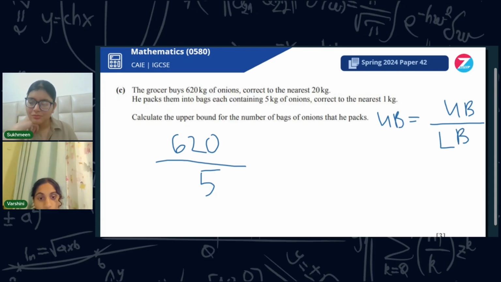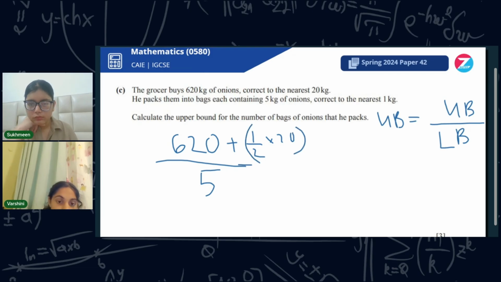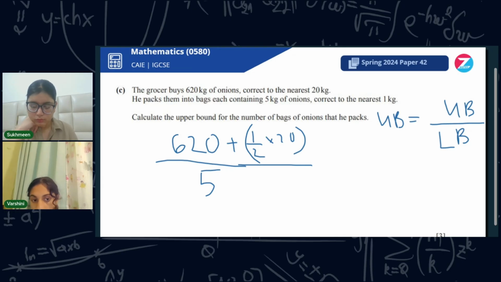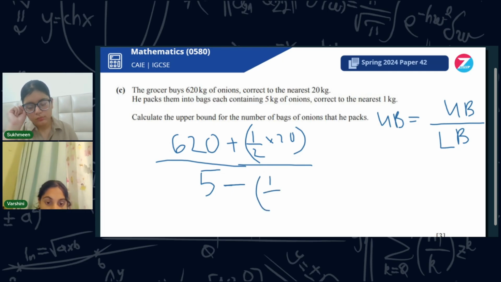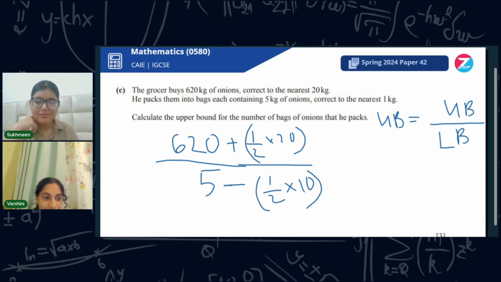And so over here, we know that it's correct to the nearest 20 kgs. So all we have to do to find this upper bound is going to be plus half into 20. And over here in the denominator, remember, we want the lower bound of the denominator. So that lower bound is going to, and over here it's correct to the nearest 1 kg. So it's going to be minus, because it's the lower bound, not the upper bound, half into 1. Sorry, my bad.